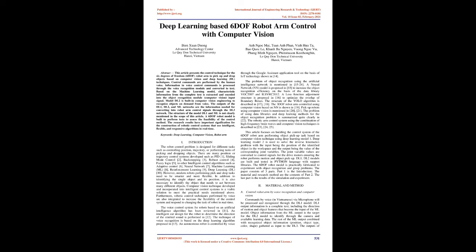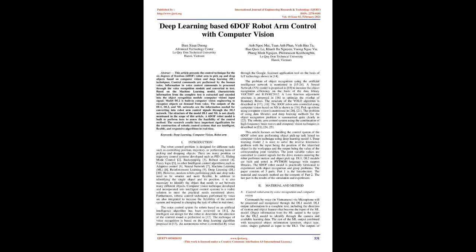Introduction. The robot control problem is designed for different tasks such as controlling position, trajectory, or performing tasks of picking and dropping objects. There are many position or trajectory control systems developed such as PID 1, sliding mode control 2, backstepping 3, robust control 4, fuzzy logic 5, to other intelligent control algorithms such as adaptive control 6, neural network 7, machine learning, ML, 8, reinforcement learning 9, deep learning, DL, 10.